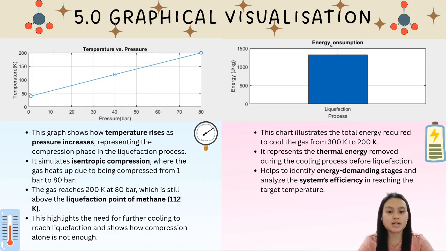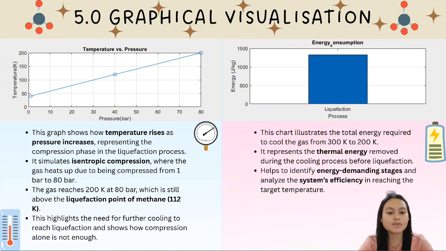There are two things in here, which are the graph of temperature versus pressure and the chart of energy consumption. This graph shows how temperature rises as pressure increases, representing the compression phase in the liquefaction process. It simulates isentropic compression, where the gas heats up due to being compressed from 1 bar to 80 bar. The gas reaches 200 Kelvin at 80 bar, which is still above the liquefaction point of methane, which is 112 Kelvin. This highlights the need for further cooling to reach liquefaction and shows how compression alone is not enough.